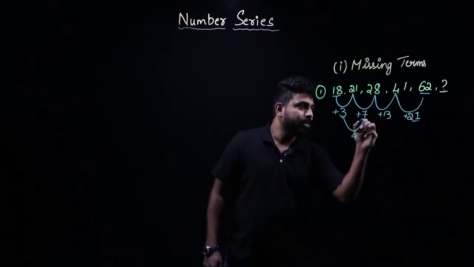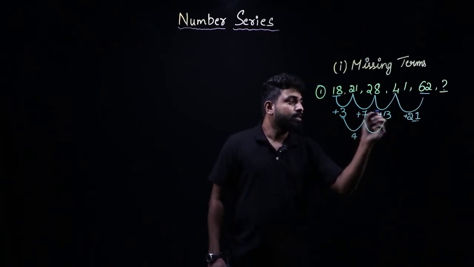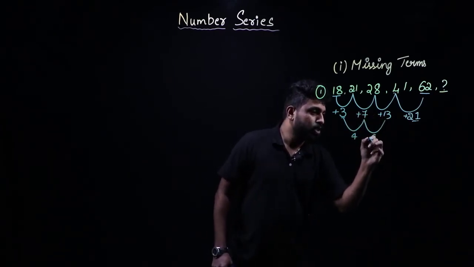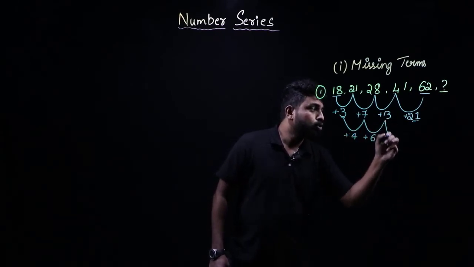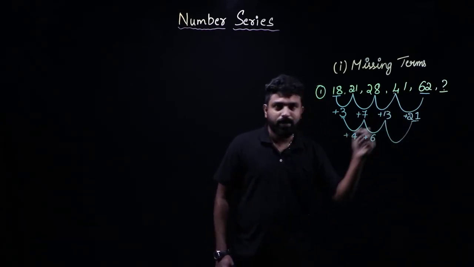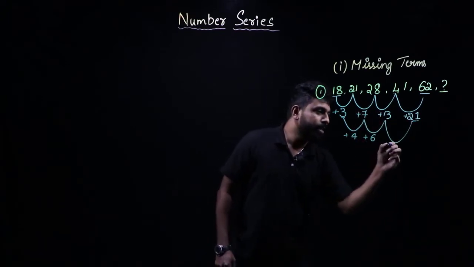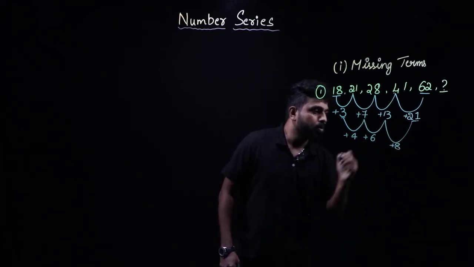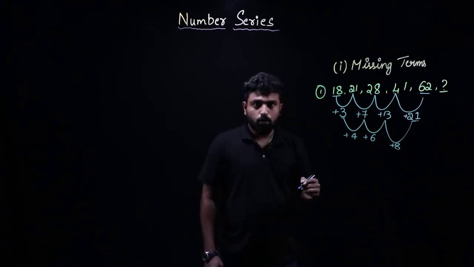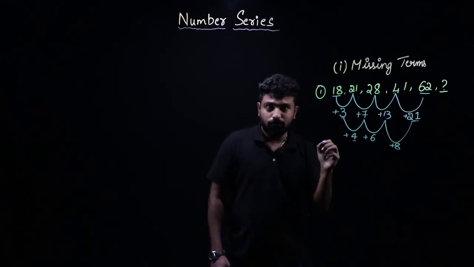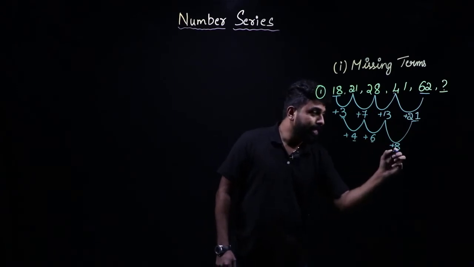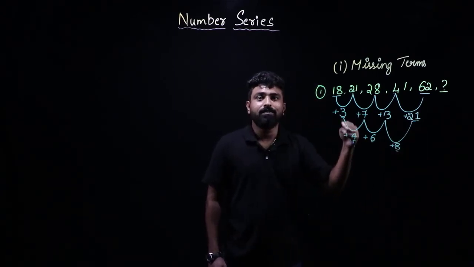What about 7 and 13? 13 minus 7 is 6. Since there is an increment, it's plus again. What about the difference between 13 and 21? 13 plus 8 gives me 21, so plus 8. When you look at these terms, what can you identify? The first difference here is 4, then it is 6, then it is 8. It's nothing but successive even numbers.